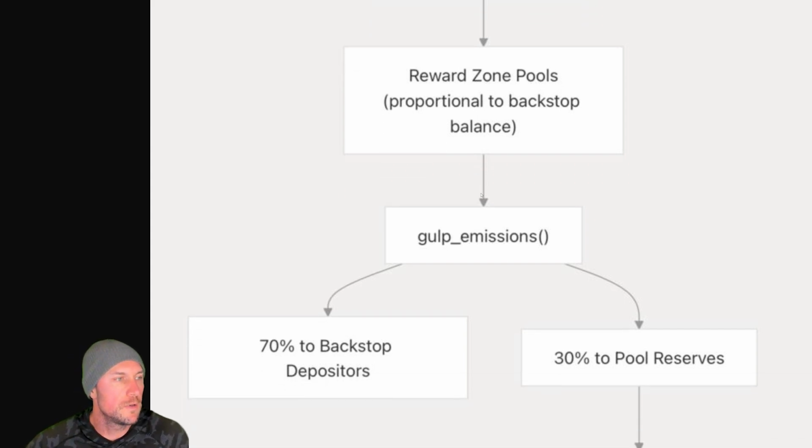Now at the pool level, each pool runs a function called gulp emissions, which gets its blend emissions and splits it 70% to backstop depositors and 30% to suppliers or borrowers, based on the pool's configuration. It is up to pool admins to choose which assets to assign blend emissions to and how much to assign. All of the emitted tokens get distributed over the following week, so it's not just a lump sum blend drop when the functions are run.